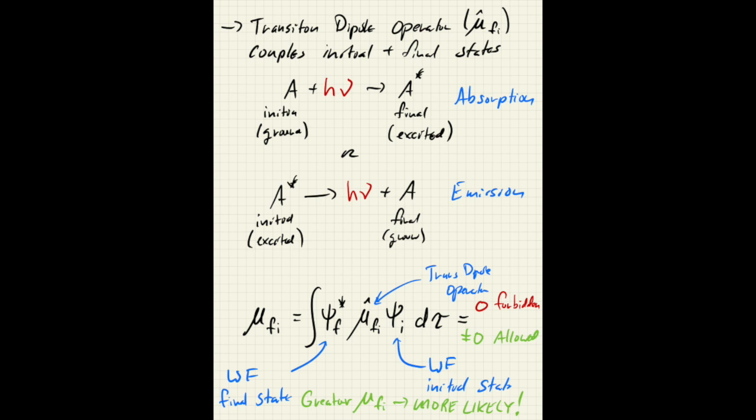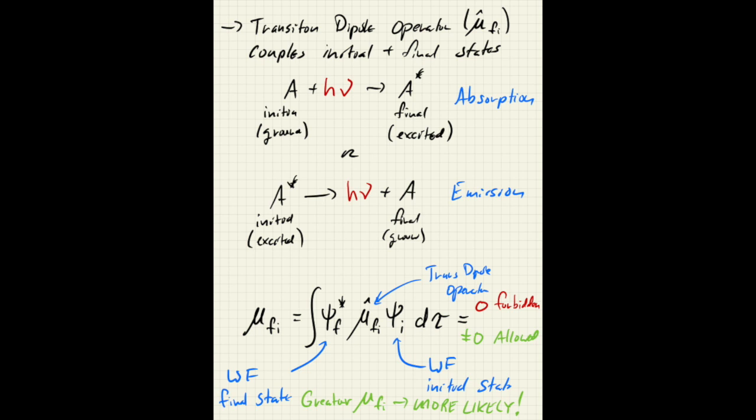Now in general, the greater the magnitude of mu fi is, the more likely the transition is, or the more intense the transition. So you can think about going back to Beer's law, where the absorbance is equal to epsilon times b times c, where c is the concentration of the absorbers or emitters, b is the path length, and epsilon is the molar absorptivity. You can imagine that the molar absorptivity probably has something to do with this transition dipole.